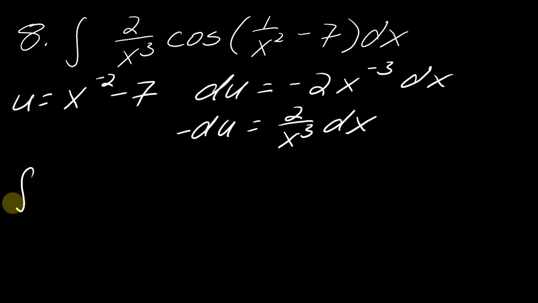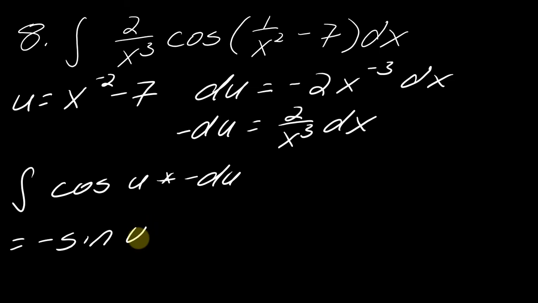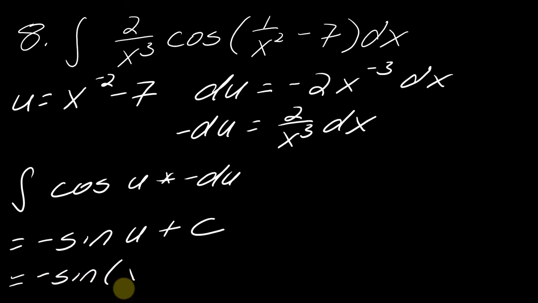So now, if I substitute these things out, I get cosine of u times negative du. So I can go ahead and integrate this. The antiderivative of cosine is sine, except now it's going to be negative sine u plus c. Then I just have to substitute my u back in. So this will be negative sine of 1 over x squared minus 7, plus c.